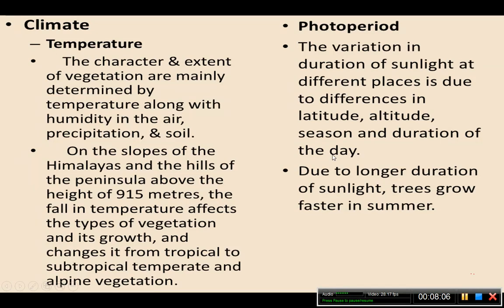As we discussed just before, when we move from the foothill of the mountain to the peak, or from the equator to the poles, the influencing factors are latitude and altitude. Along with these, the season also plays an important role in the change of photoperiod, and the duration of the day depends on the season change only. And due to longer duration of sunlight, the trees grow faster in summer, as we have seen.